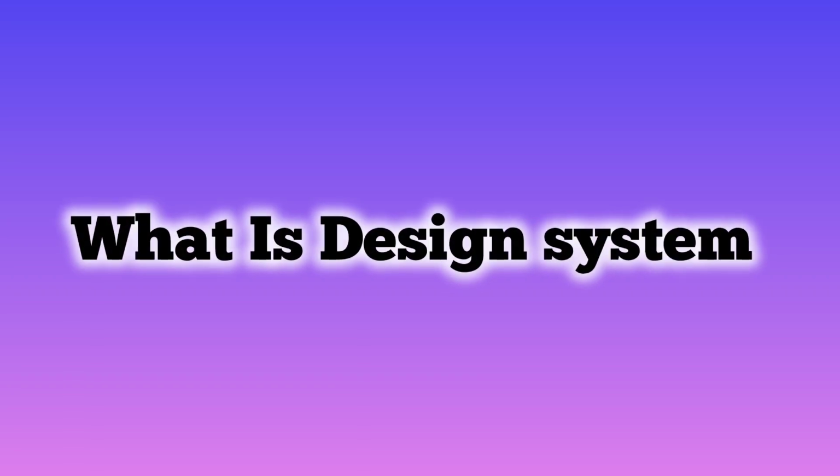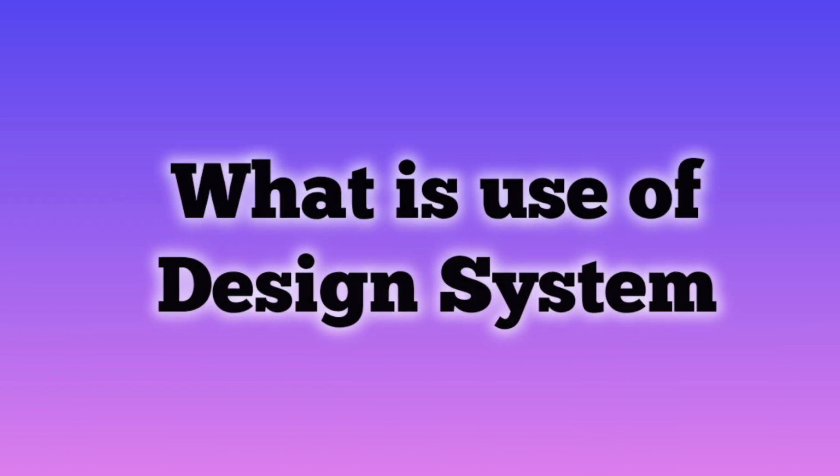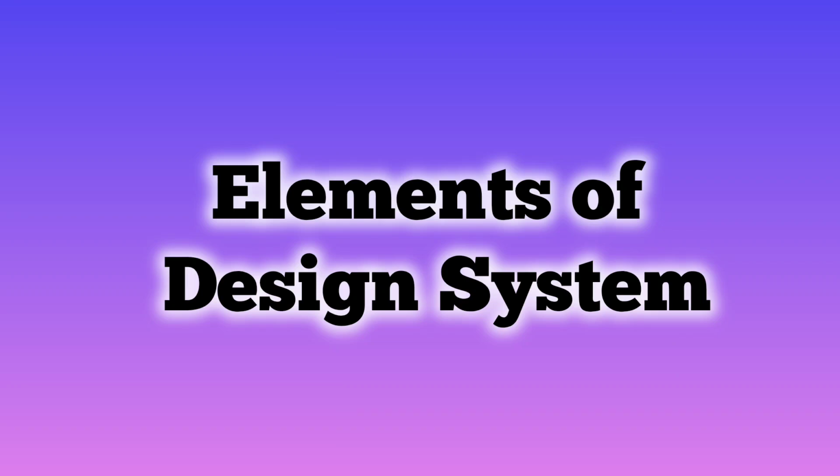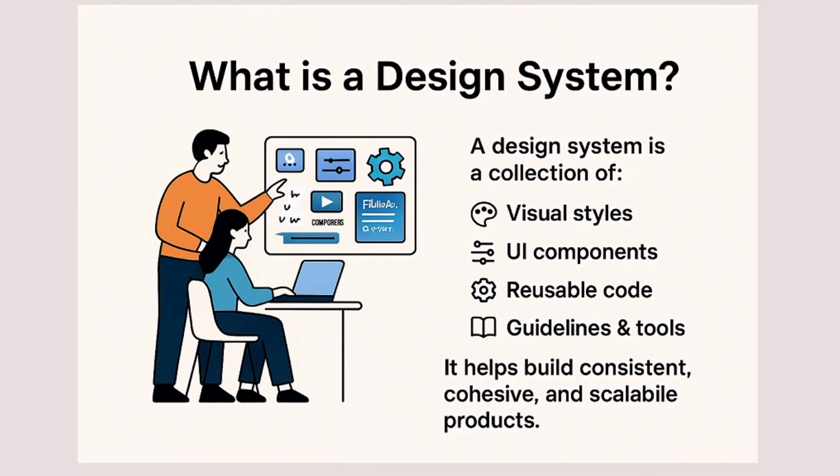What is a design system? What are the uses of a design system? These are the elements of a design system. Let's get into it. First, let's understand what a design system is. A design system is a collection of visual styles, UI components, reusable code, guidelines, and tools. First, let's focus on these.